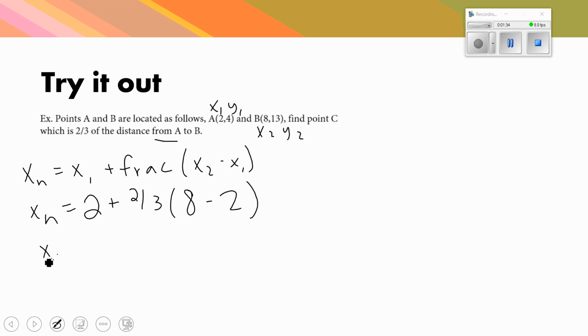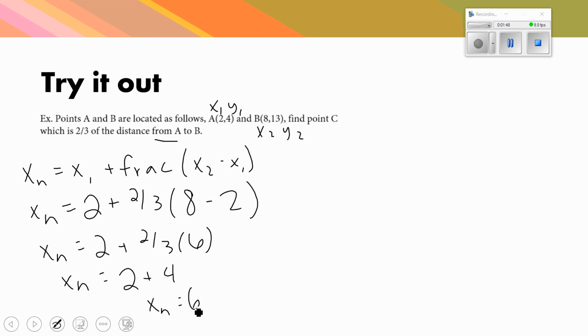And now I can just type that in my calculator. 2 plus 2/3 of 6. X new equals 2 plus 4. And our x value would equal 6. And we'll do the same thing for our y new value.